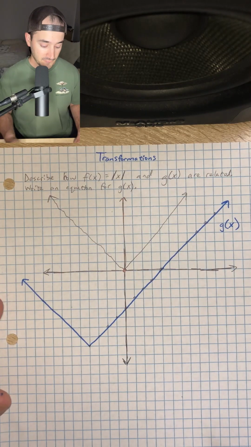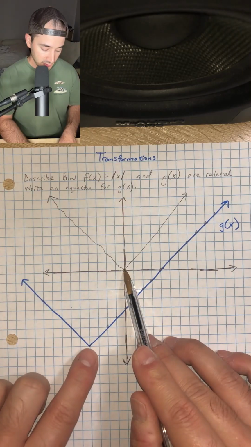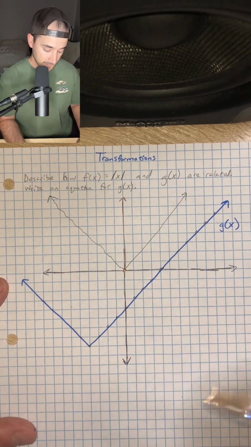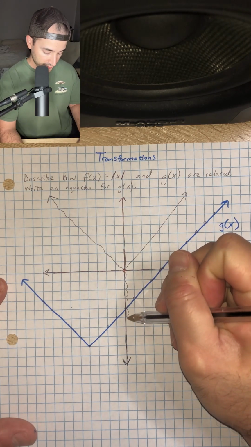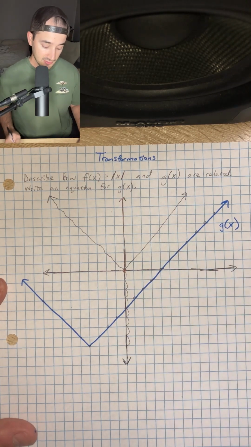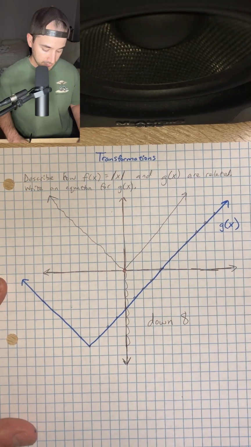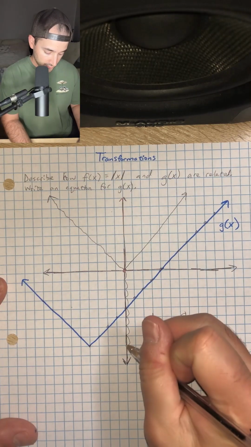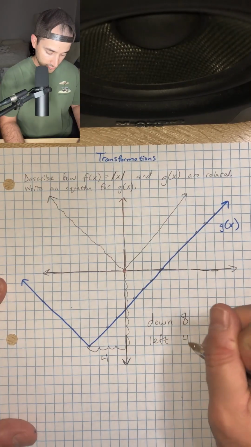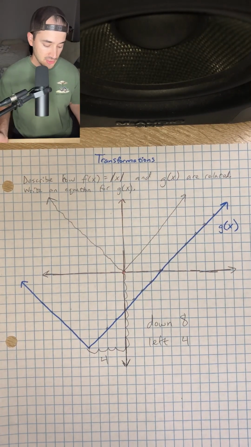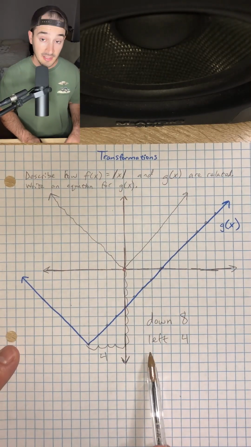So starting with our parent function, f of x, we're going to see how many times do we have to move down until we're even with this vertex, okay? So we would have to move down 1, 2, 3, 4, 5, 6, 7, 8 to be even with it. So we're going to say we move down 8, okay? And then we're going to go to the left 1, 2, 3, 4. So we're going to say left 4, okay? So that basically describes how these functions are related, okay? We just moved our function down 8 and left 4.